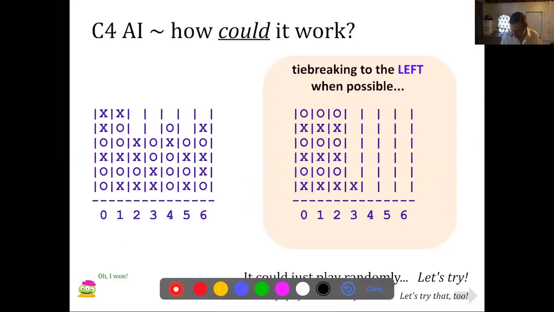Tie breaking to the left when possible. And again, this is just a repeat of what I already said. We're going to score each column individually. And if two columns seem equally good, having only looked ahead a few moves, we'll always pick the one to the left. That's just going to be a convention we'll use.